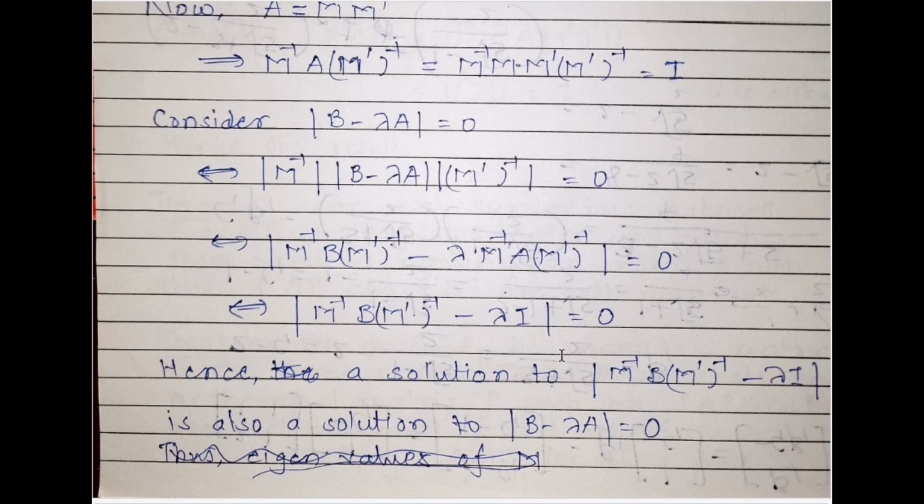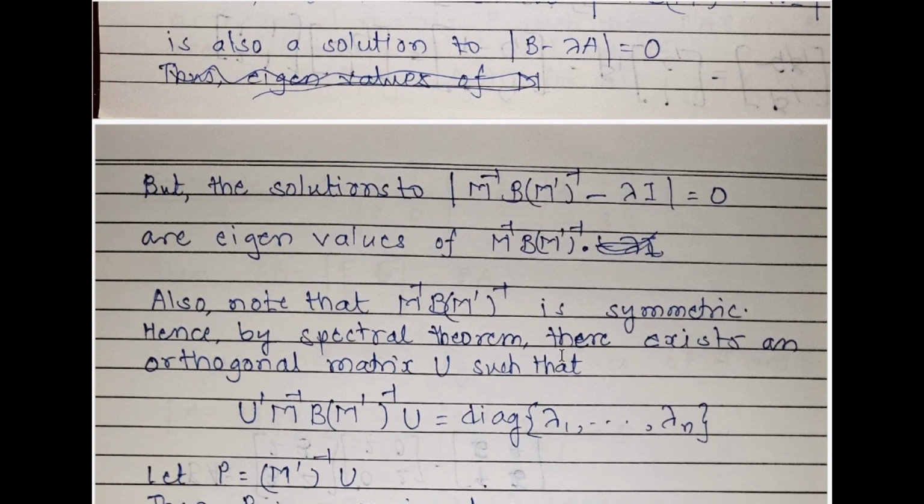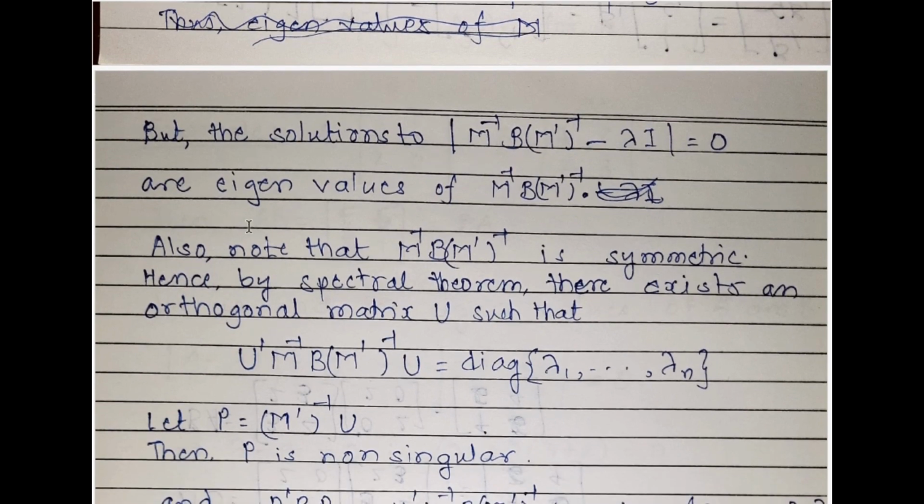So now what? Okay, so let us proceed. This is what I have stated here. So also note that M inverse B M dash inverse is symmetric. Try taking a transpose and you will immediately realize that it's a symmetric matrix. So by the spectral theorem, for symmetric matrices, there exists an orthogonal matrix U such that U prime times the matrix times U will be a diagonal matrix with diagonal elements being the eigenvalues of the matrix.